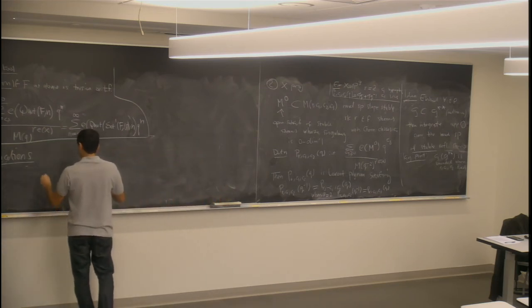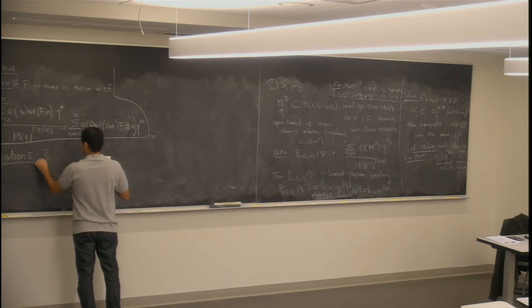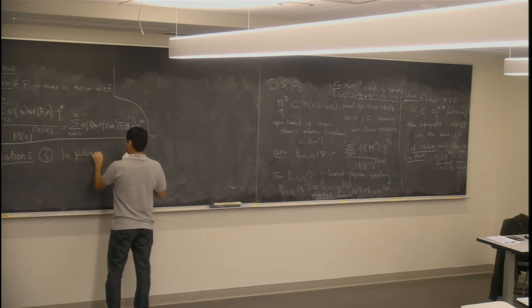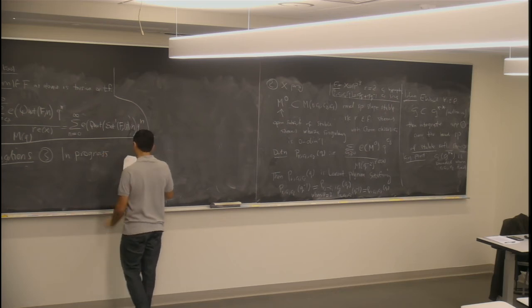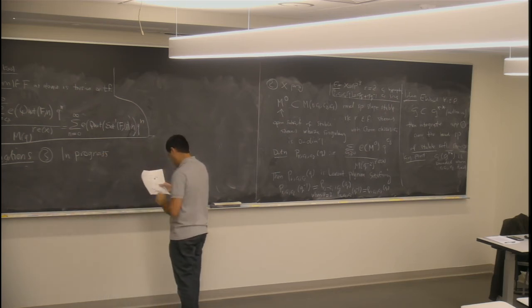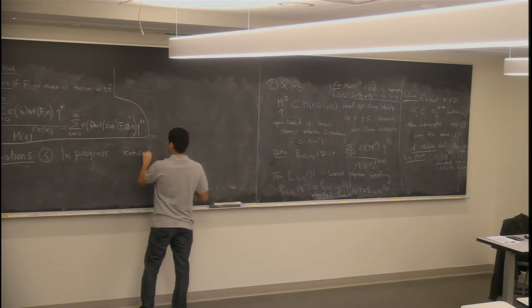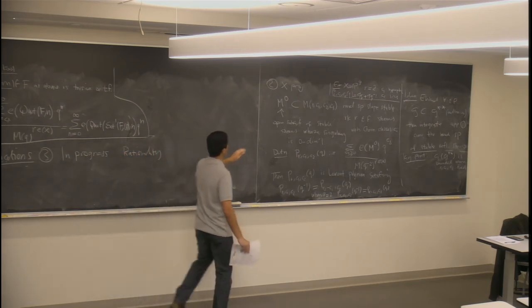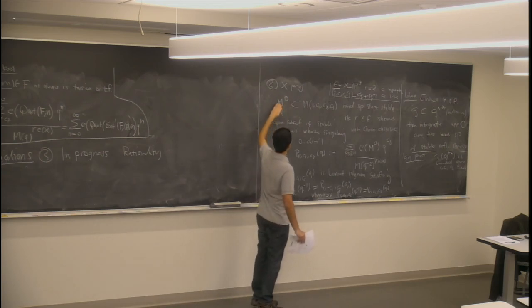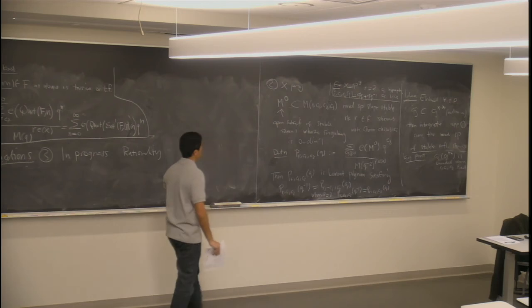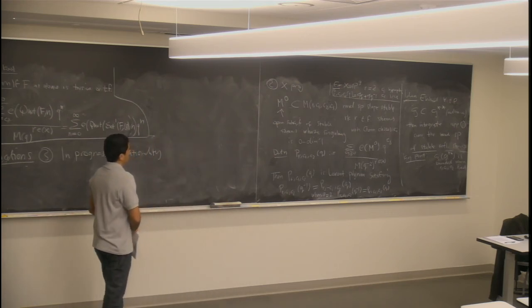So another application is in progress, and it's about rationality. Basically, we want to see what happens if we don't look at this locus, but we look at the full moduli space, the general picture.